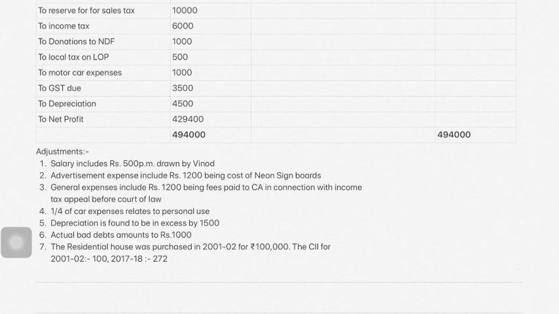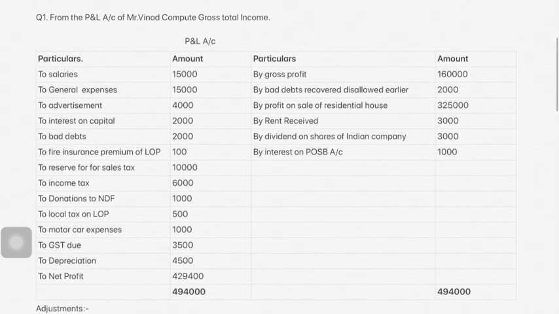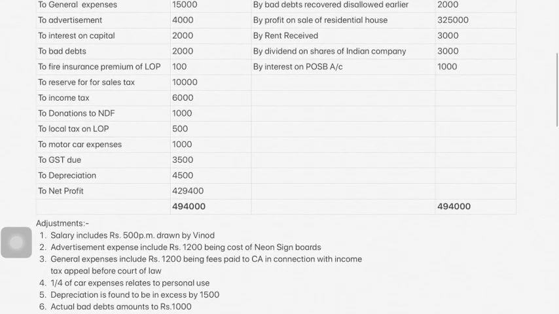That is the balancing figure. Okay. Now let's see the adjustments. Salary includes rupees 500 per month drawn by Vinod. Who is Vinod? Vinod is the businessman, and he is paying 500 rupees to himself. So that is actually drawings. It should be shown in the capital account, not in your P&L account.